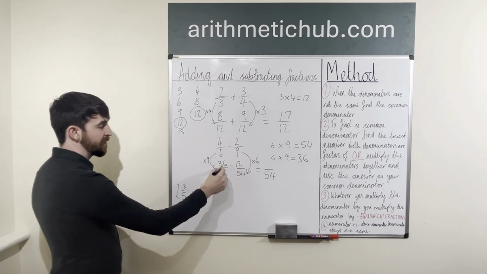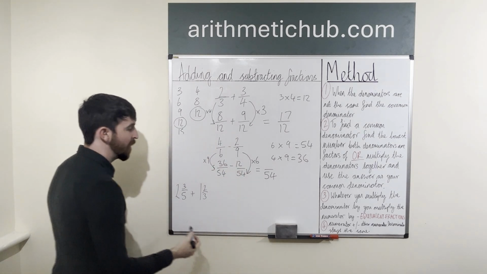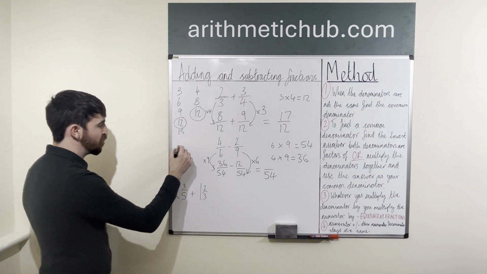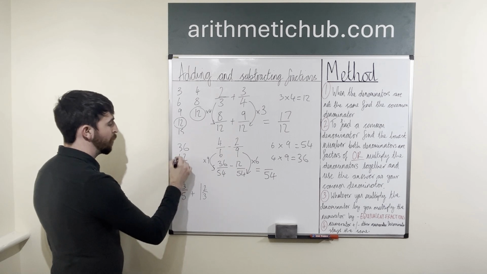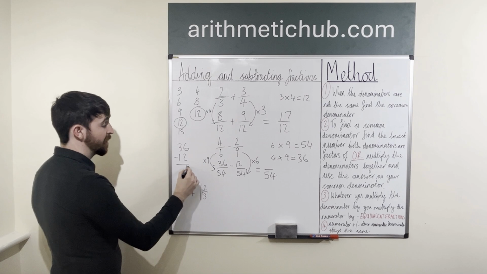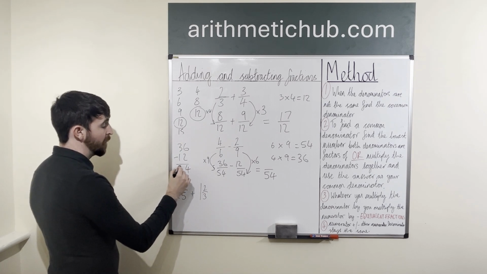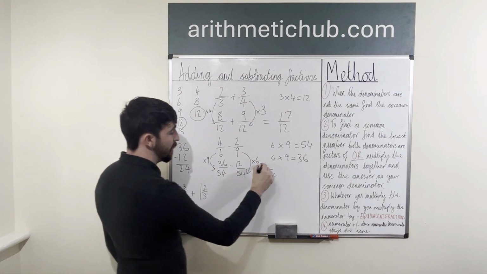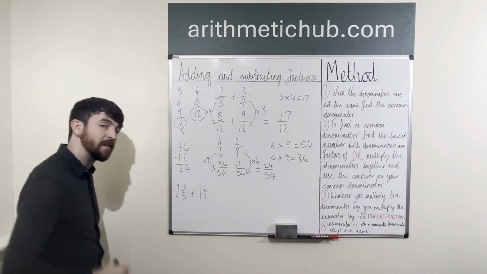And then what I would do is I'd say, right, okay, now I've got 36 minus 12, still the hardest subtraction, but just to be safe, what I'll do is I'll put it in a column method. 6 minus 2 is going to give me 4, 3 minus 1 is going to give me 2. So my answer is 24 over 54.